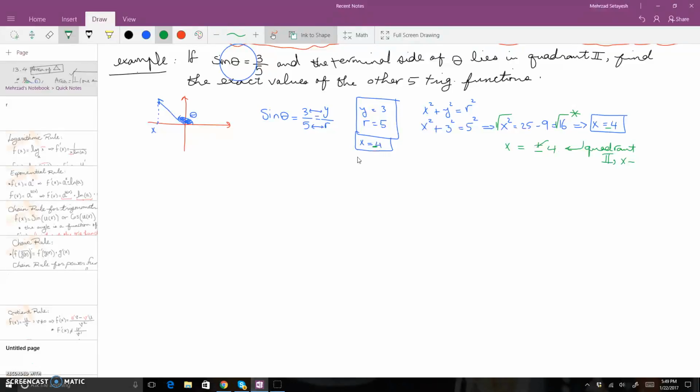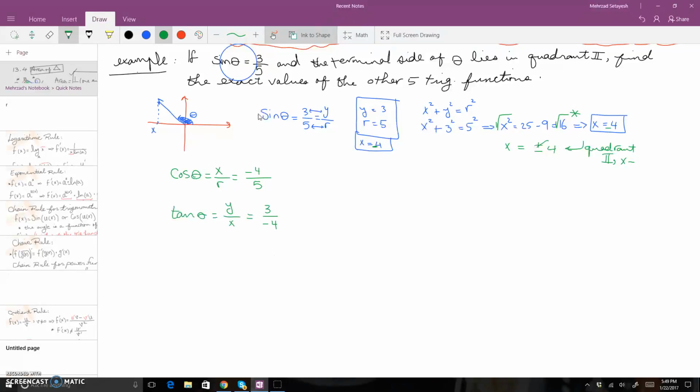So this is really, really important. That example shows you the importance of knowing the quadrant. Otherwise, you're just working with x, y, r, and every time you're going to get positives if you don't pay attention to this. Okay, so now that my set is complete, I work to find the rest. Cosine of theta, we know that cosine is x over r, x is negative 4, and r is 5. So that's that. Tangent of theta is y over x, y is 3, x is negative 4.